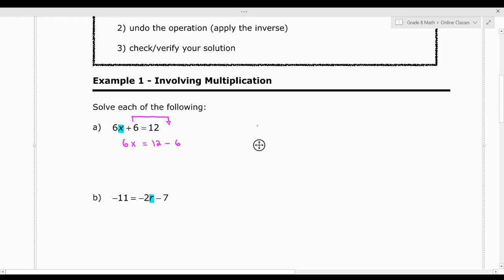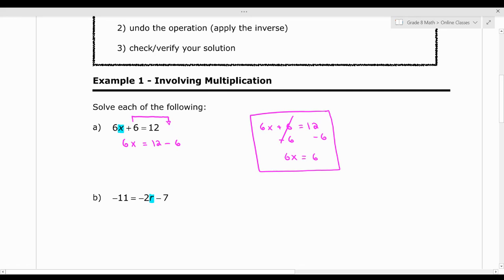Okay, there's another method that some students prefer for questions like this. Some students like to show that if they want to get rid of this plus 6, the opposite would be to subtract a 6. So they'll actually show that on the left-hand side and then balance that on the right-hand side. Okay, and then they would get 6x is equal to 6. So if this is the method that you were taught and you prefer, totally fine, stick with that. As always, I want you to make sure that you're using whatever strategy makes sense to you.